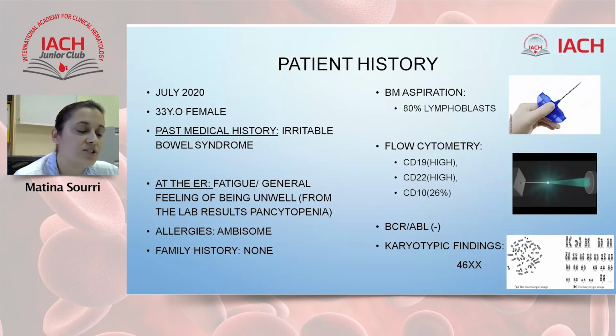This woman was diagnosed in July 2020. She presented at the ER with fatigue and describing a general feeling of being unwell. From her past medical history, all she had was irritable bowel syndrome. Her lab results at the ER came back showing pancytopenia. A bone aspirate was performed, which revealed 80% lymphoblasts, and the flow cytometric analysis of the bone marrow sample characterized the blasts as CD19 and CD22 high, and CD10 relatively low, about 26%. The molecular testing for BCR-ABL was negative, and her karyotypic findings were that of a normal female.